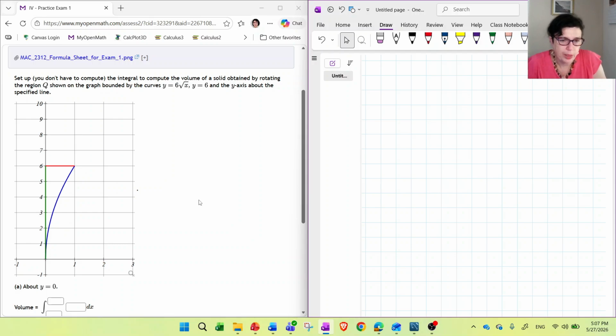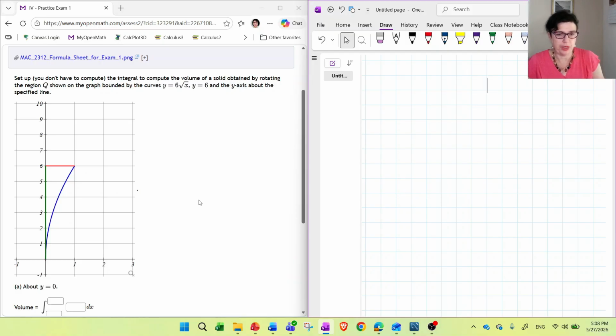In this video, I'm going to help you set up integrals to evaluate the volume of a solid when you have a region that is rotated over the x-axis, the y-axis, and some other vertical or horizontal lines.